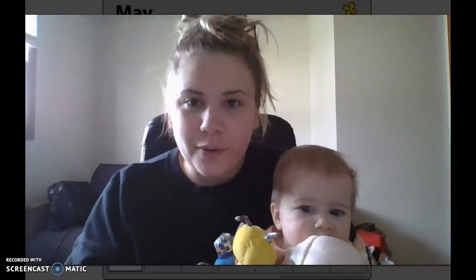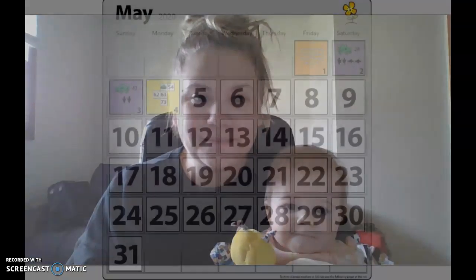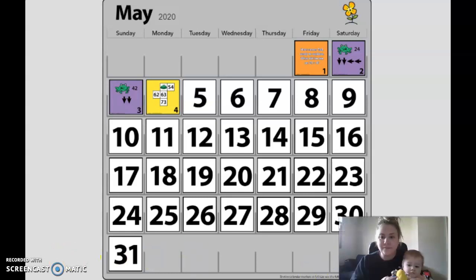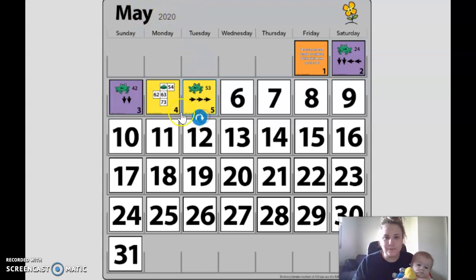Let's get started with our number corner for today. All right, so today is Tuesday, May 5th, 2020. Let's see what it is. We have another yellow card. Let's hop over to our May hidden picture grid.